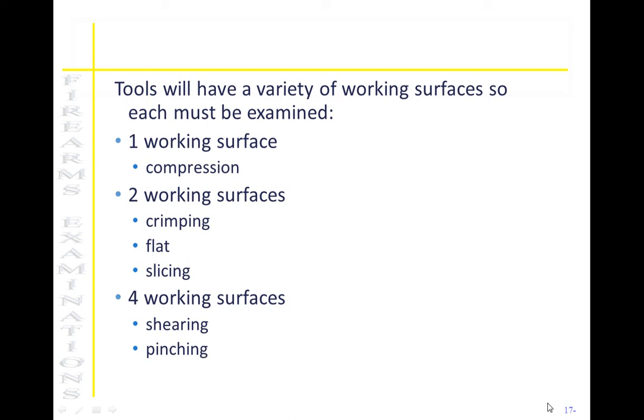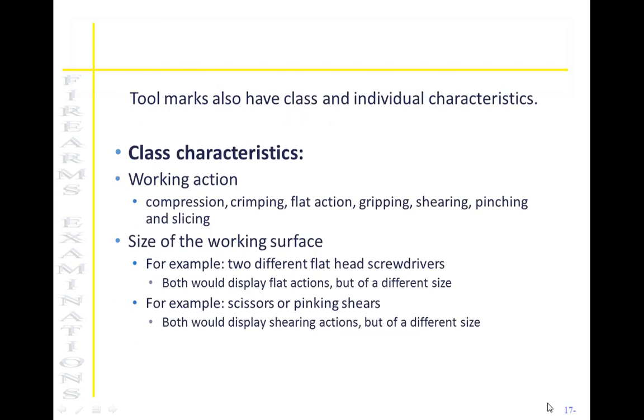A tool that is going to provide that compression action is only going to have one working surface. If you think of a hammer, it just has that face of the hammer itself, so there's only one working tool surface. However, there are tools that have 2 or 4 working surfaces. The tools that have 2 working surfaces are those that are going to be providing your crimping action, the flat action, or your slicing action, while those with 4 working surfaces are going to be providing shearing or pinching.